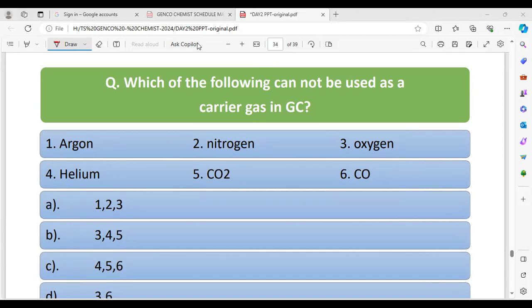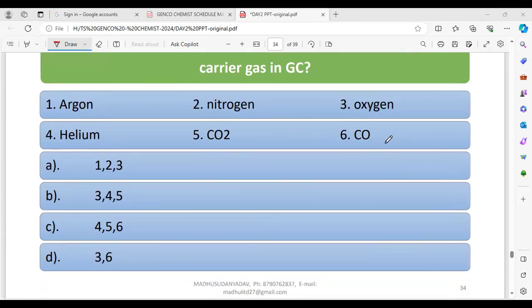Option D, sir. Okay, thank you. Yeah, you can unmute yourself if you want to. Option D, 3, 6. Oxygen and carbon monoxide is not used. These 4 were used already.